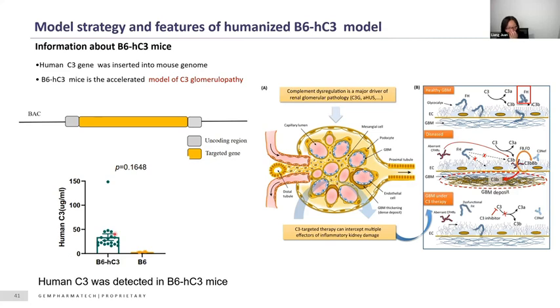Due to the lack of crosstalk between the human C3 protein and mouse complement regulator factors like CFH, this will lead to the overactivation of complement pathway and cause the C3 consumption in this model. So in this mice model, we could observe the overactivation of complement pathway.